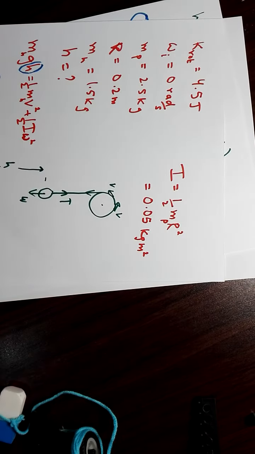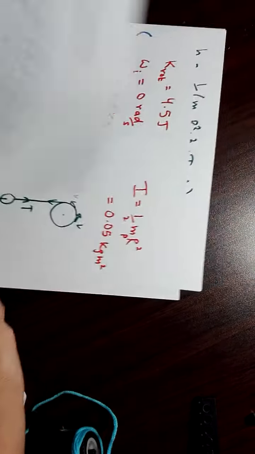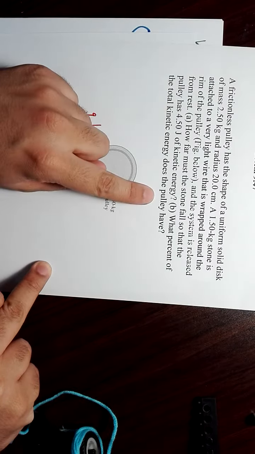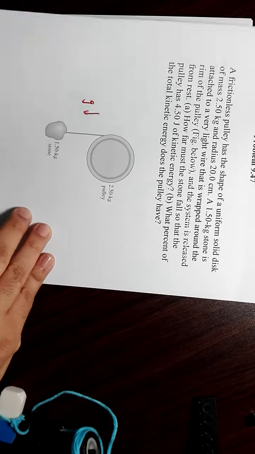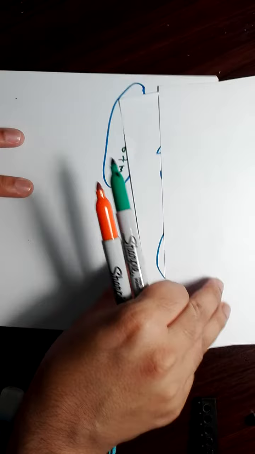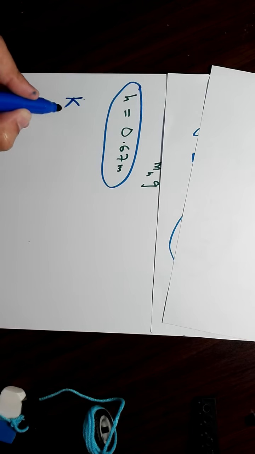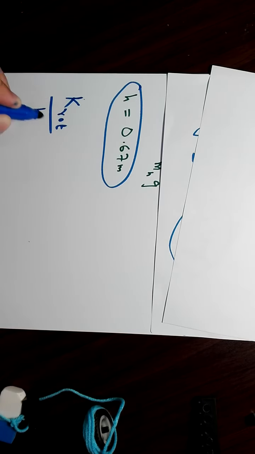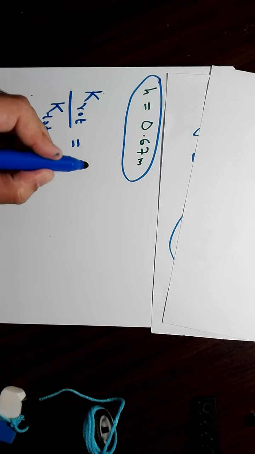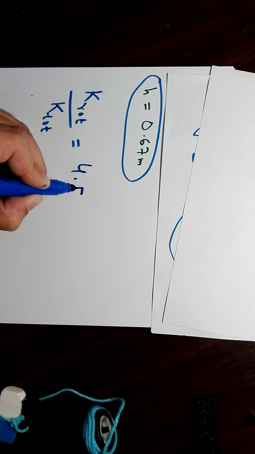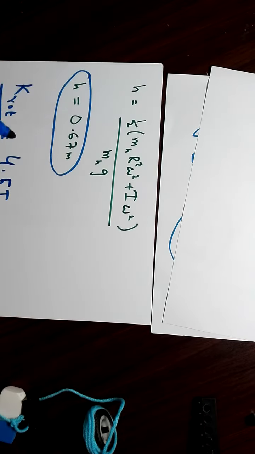Good. So the next part of the question is: what percentage of total kinetic energy does the pulley have? In order to find the percentage, you can calculate the ratio of the rotational kinetic energy the pulley has to the total kinetic energy. So the rotational kinetic energy is given as 4.5 joules, and the total kinetic energy is just mgh, right?